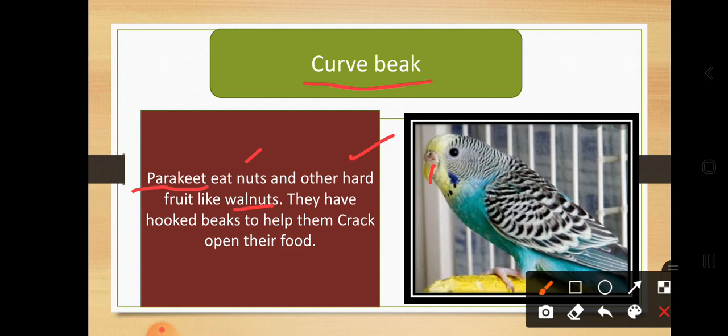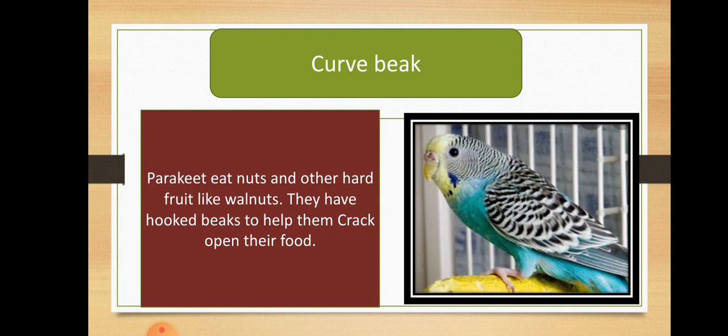So how they do it is, the structure of this beak is like a hook, okay. This hook-type beak helps them crack open their food. So what are they doing? They are cracking the fruit and breaking it, okay. So this is the curved beak of the parrot and parakeet.